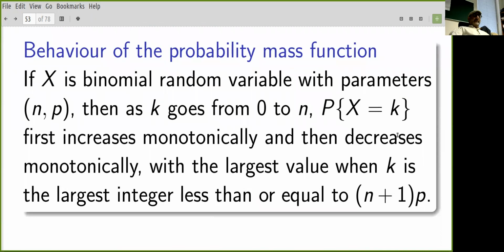If we were to plot this on a graph, the probability of X taking the value k increases monotonically and then decreases monotonically. The peak is at the largest integer less than or equal to (n plus 1) times p.